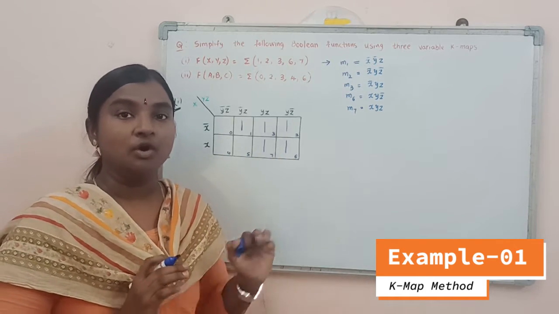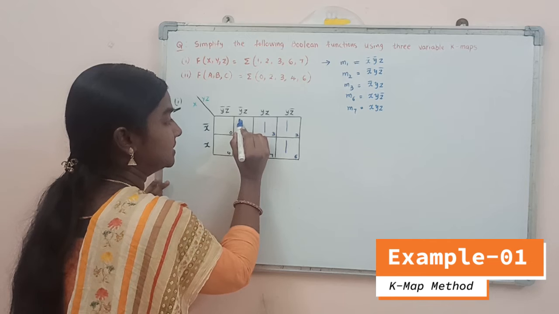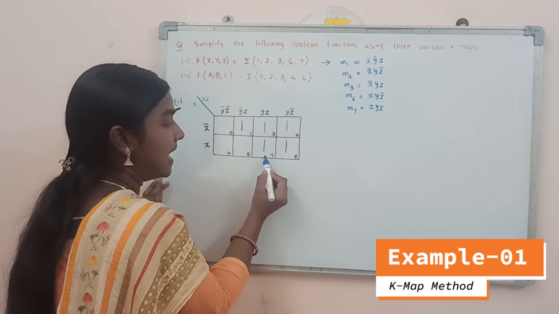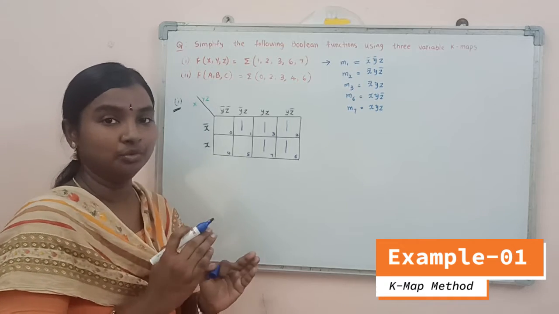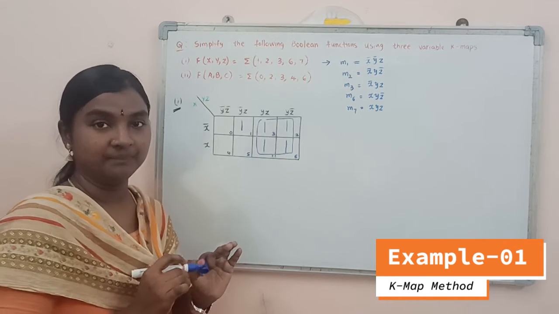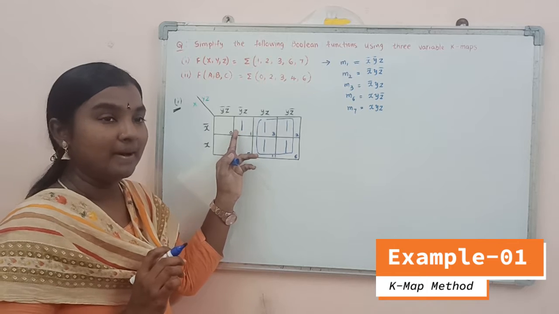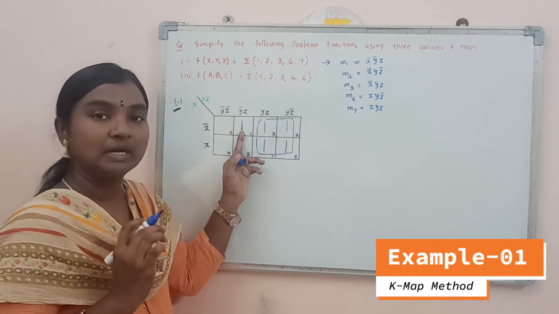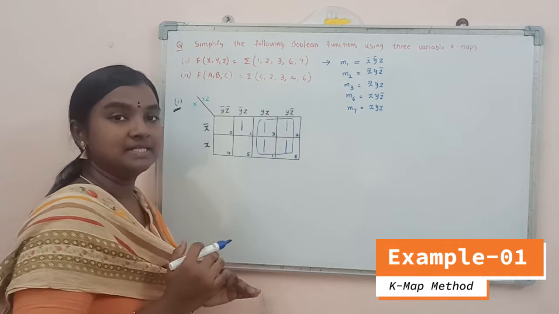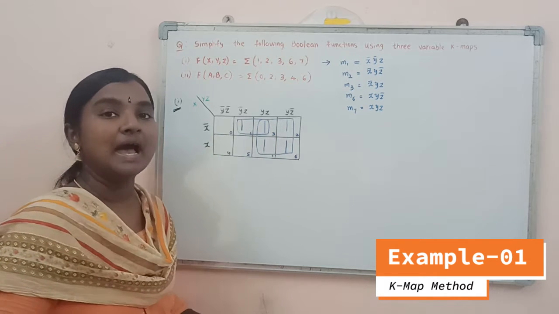Now, by considering all these 1s in this 3 variable K-map, we need to combine the adjacent 1s. If we observe these 1s, the m3 minterm, m2 minterm, m7 minterm and m6 minterm are adjacent to each other. So we are forming a group by considering these 4 ones. Now we are left with one minterm in the position m1. To combine this m1, we need to consider an adjacent one in another cell. For this m1, m3 will be the adjacent one. So by grouping m1 and m3, we are forming another group.